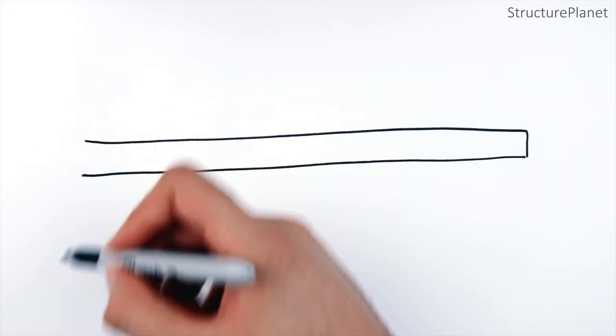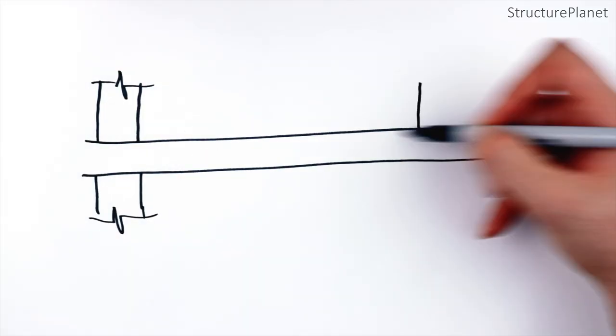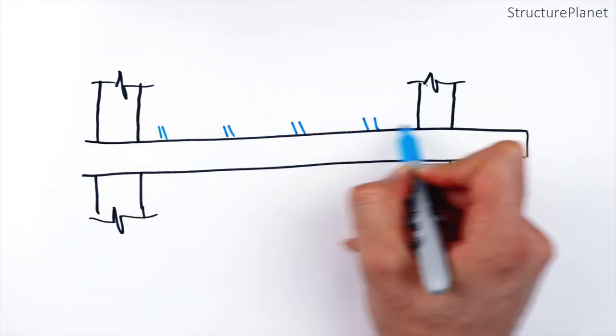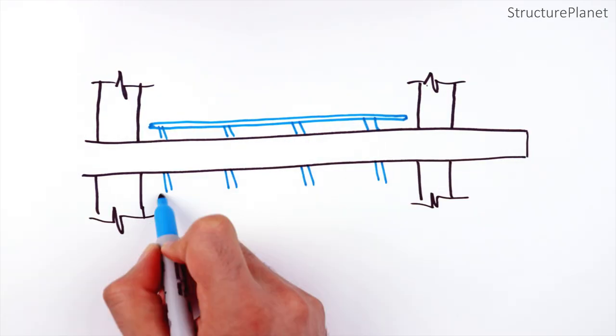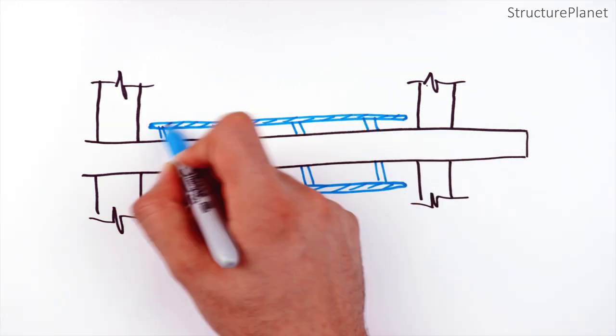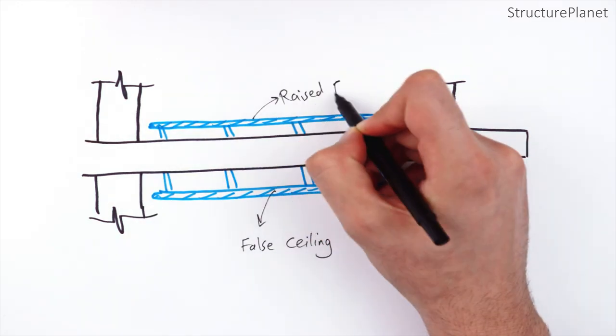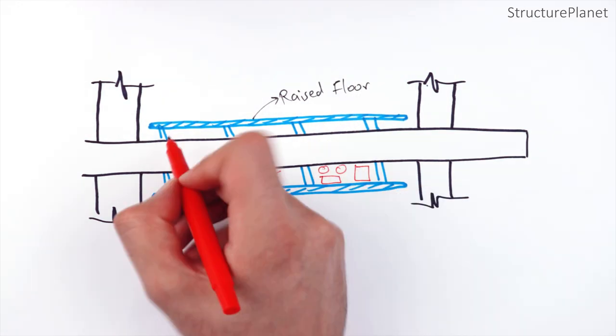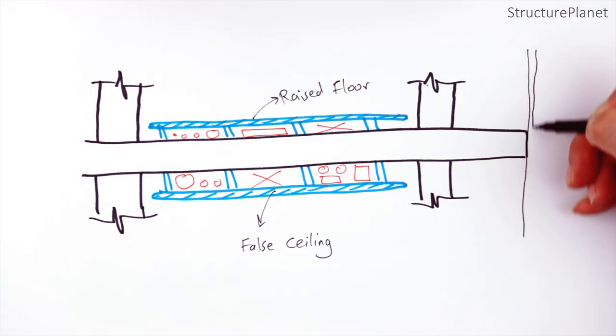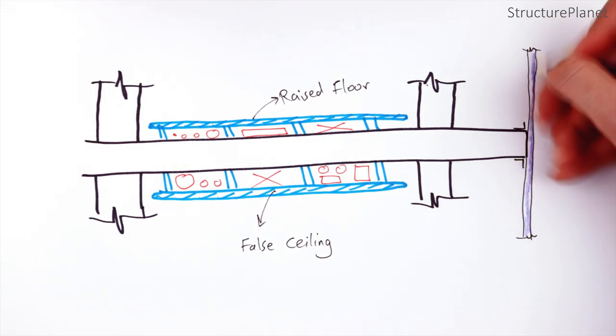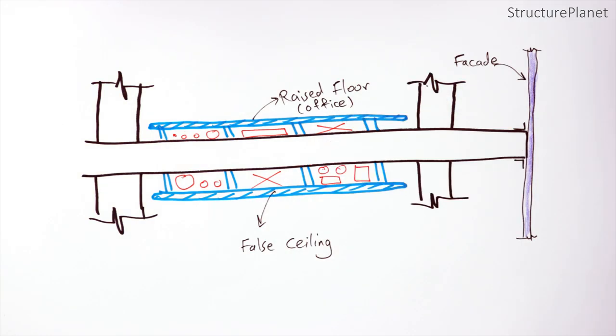Then we have superimposed dead, which is to cover the floor finishes such as tiles, office raised floors, partitions, false ceilings, and mechanical pipes, or basically anything that is non-structural and will remain permanently. It can also be the cladding load on the perimeter of the structure to represent the facade of the tower.